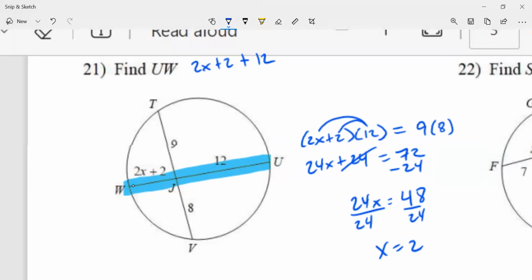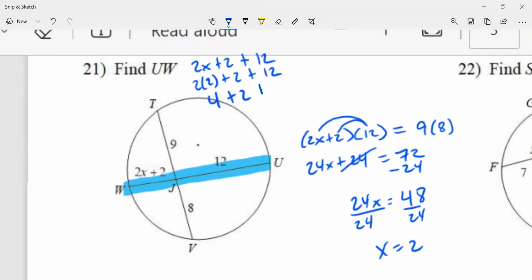From U to W. But I know x equals 2, so let me rewrite this. Instead of x, let me put a 2. So 2 times 2 plus 2 plus 12. I'm using parentheses because if I don't, 2x looks like 22, and it is not. I know I have to multiply first, right? So 4 plus 2 plus 12. Add all this, and this is 18. Nice. So solve for x and then use it. Find UW: find the value of x and then use it.